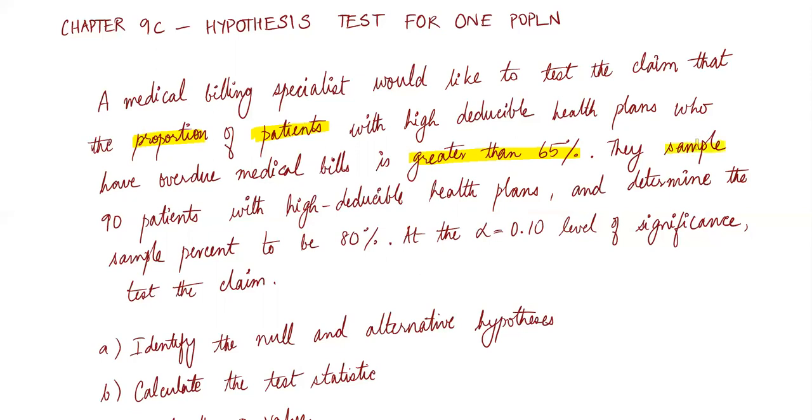Therefore, they sample 90 patients. So there are 90 patients in the sample size. And these are the patients with high deducible health plans, right? You want to make sure that you're surveying those patients. And then they determined that the sample percent came to be 80%. So at the alpha 0.1 level of significance, test the claim.